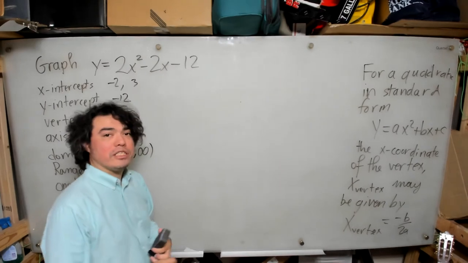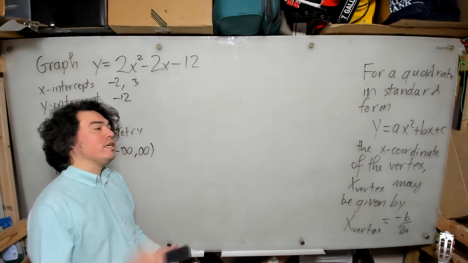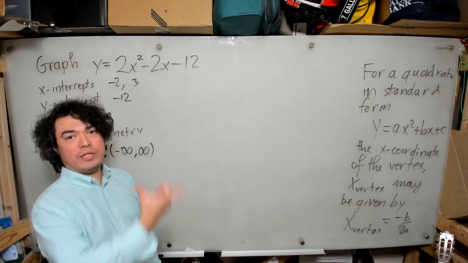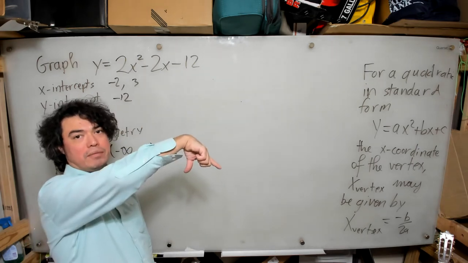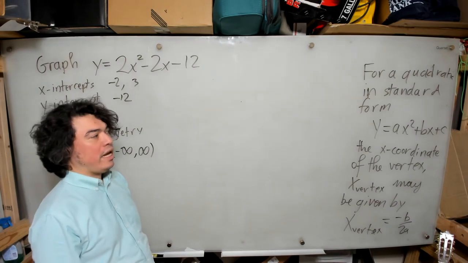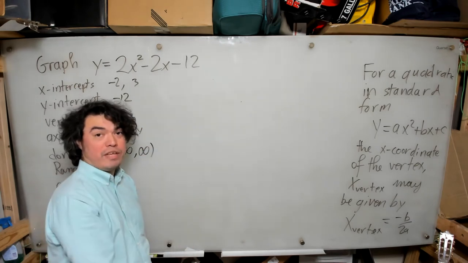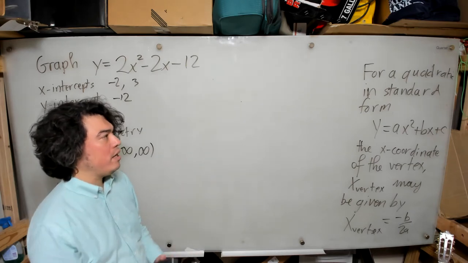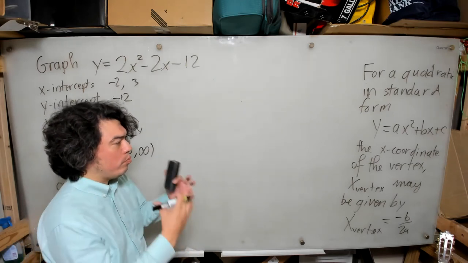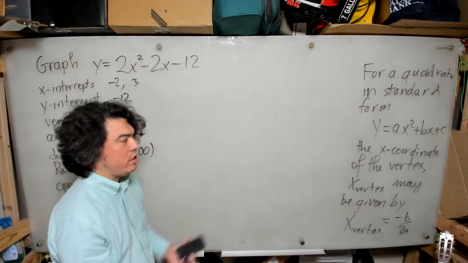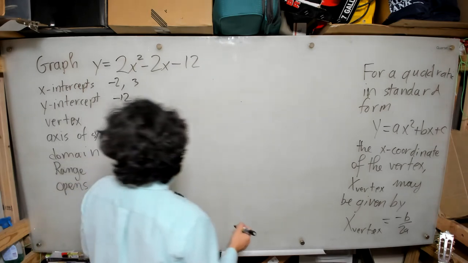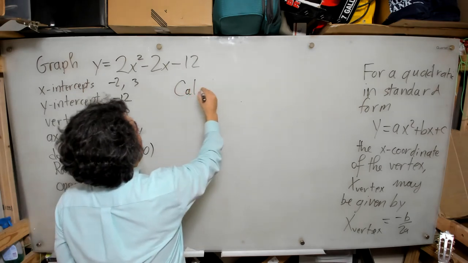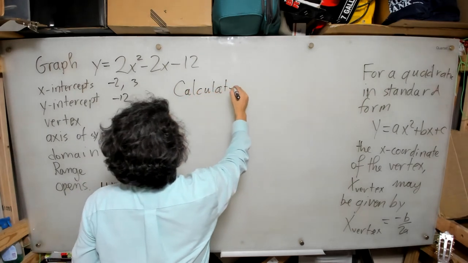We recall that the vertex of a quadratic is important because it's the location of the maximum or minimum of the quadratic, depending on whether it opens up or down. If it opens up, it's the minimum. If it opens down, it's the maximum. The x-coordinate of the vertex is the location of the axis of symmetry. So this is one of the main formulas of calculating with quadratics. So with that being said, let us proceed to calculate the vertex here.